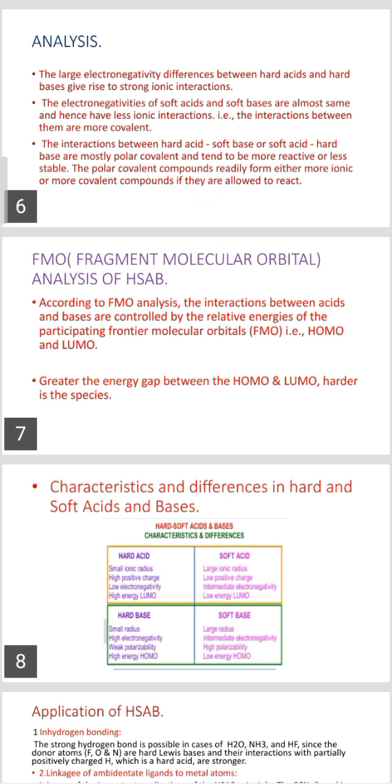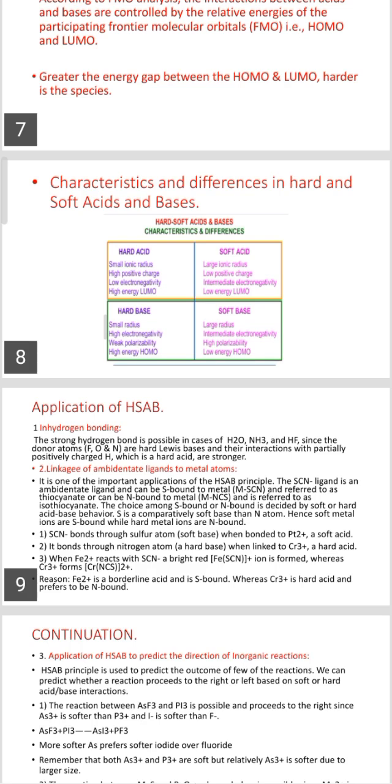Then another analysis under this is that the greater the energy gap between the HOMO and LUMO, the harder is the species. That is, the energy gap between the highest occupied molecular orbital and the lowest unoccupied molecular orbital, the greater it is, the harder is the species. Now let's look at the characteristics and differences in hard and soft acid bases.